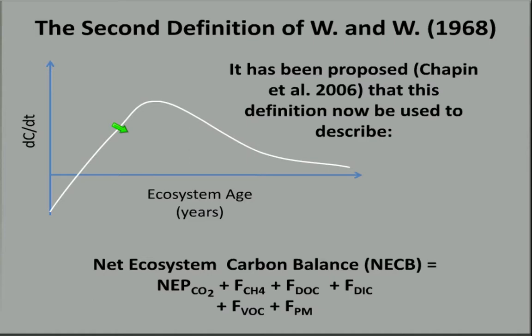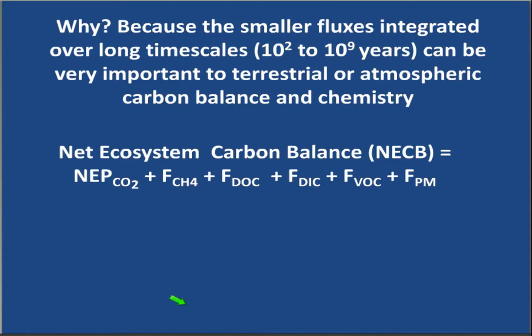So down here we have NEP, the first definition, but then we also have other fluxes like methane, DOC, DIC, volatile organic carbon, and particulate matter, primarily from fires or perhaps flooding, either as an input or output term. And when you consider hundreds to millions of years, these fluxes are very important and will ultimately determine how much carbon is stored in any ecosystem.